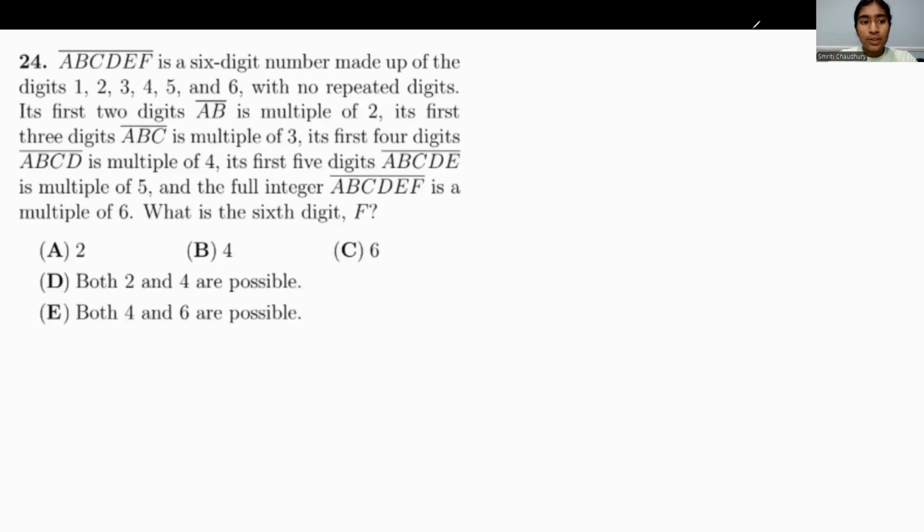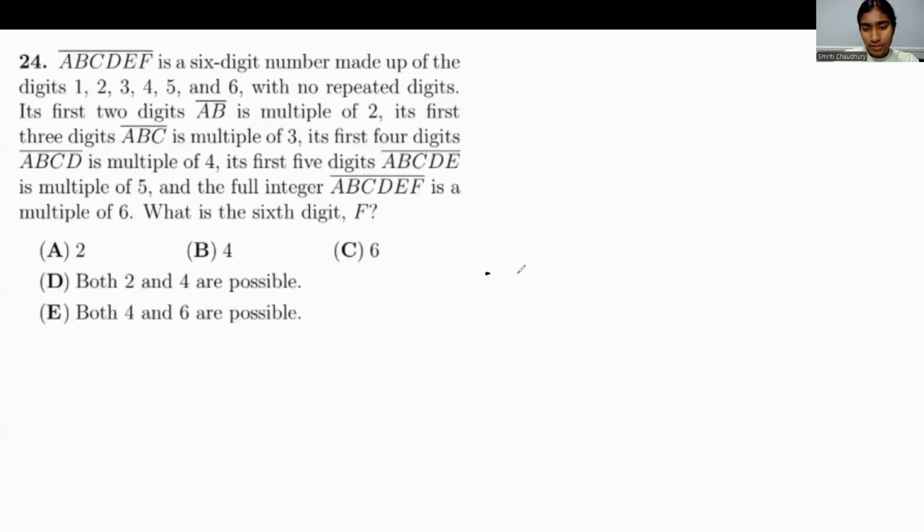Number 24. ABCDEF is a 6-digit number made up of the digits 1, 2, 3, 4, 5, and 6, with no repeated digits. Its first 2 digits, AB, is a multiple of 2. Its first 3 digits, ABC, is a multiple of 3. Its first 4 digits, ABCD, is a multiple of 4. Its first 5 digits, ABCDE, is a multiple of 5. And the full integer, ABCDEF, is a multiple of 6. What is the 6-digit F?